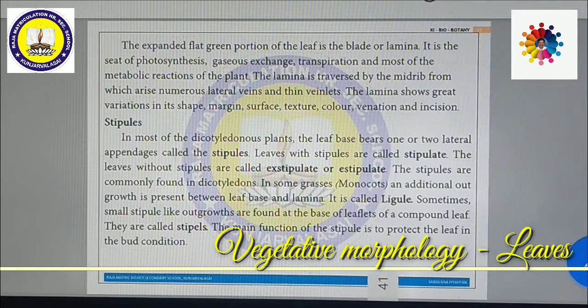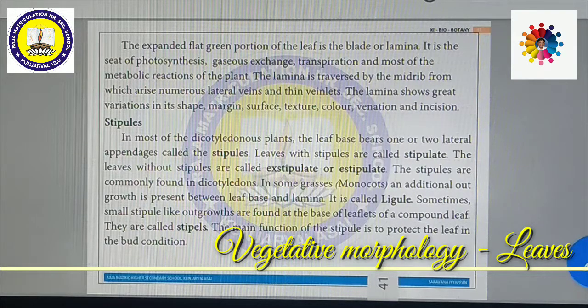The lamina is traversed by the midrib, from which arise numerous lateral veins and thin veinlets. The lamina shows great variation in its shape, margin, surface, texture. Texture means shining, color, venation. Venation means how veins arise. What are the different types of veins which are present on the leaf?